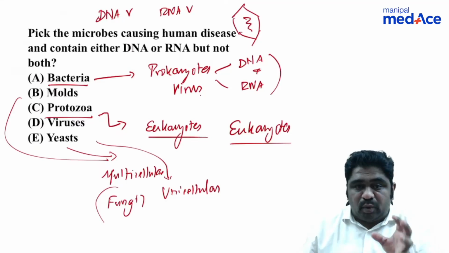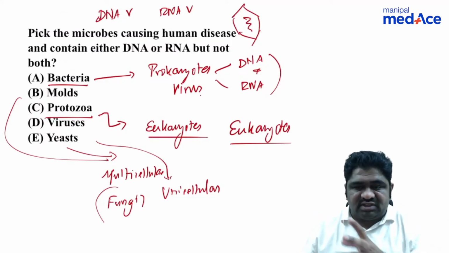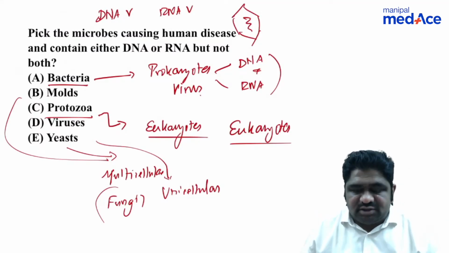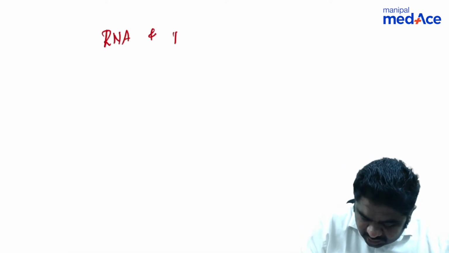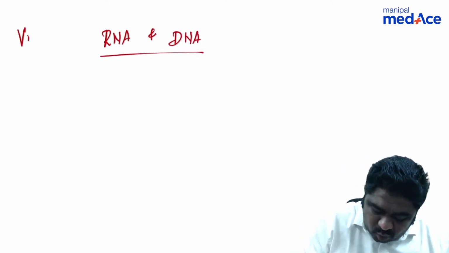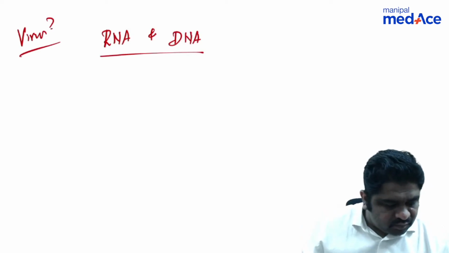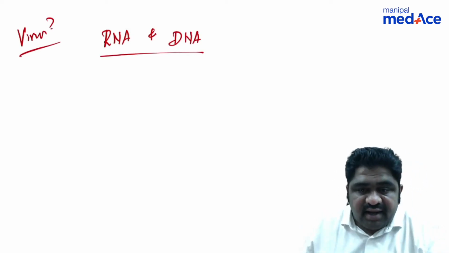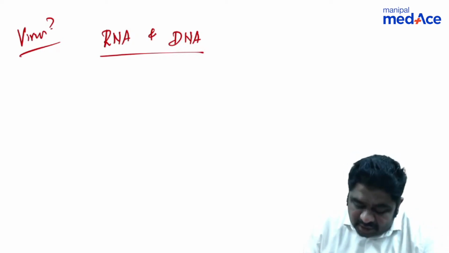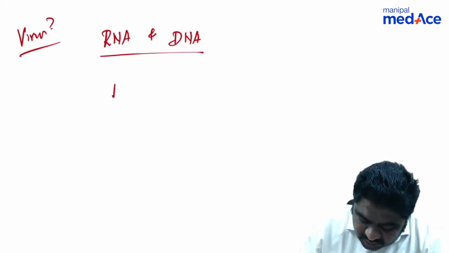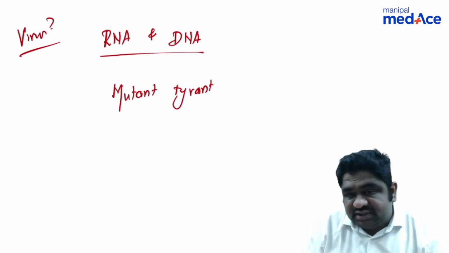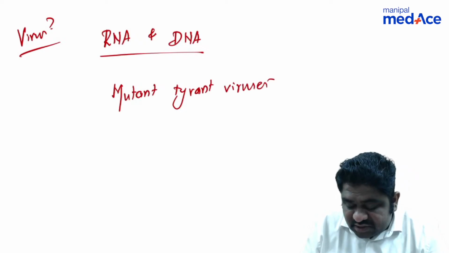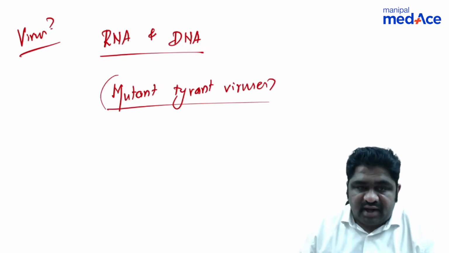Now, here you have to understand the viruses are classified as either RNA viruses or DNA viruses. Now, let me ask you a very intelligent question. Which virus has both RNA and DNA? Which one contains both RNA and DNA? Let me tell you, I'm pretty sure it is not very common. They are mutant viruses and tyrant viruses, the rebels. Mutant, tyrant viruses are the only group of viruses which can have both RNA and DNA.